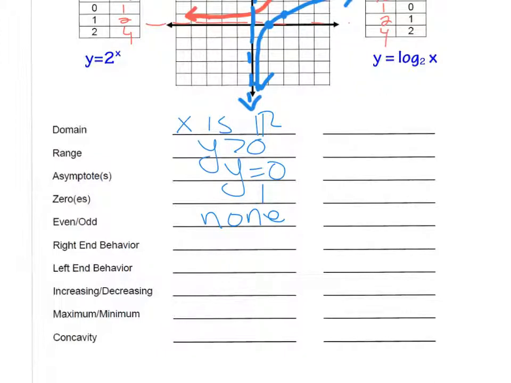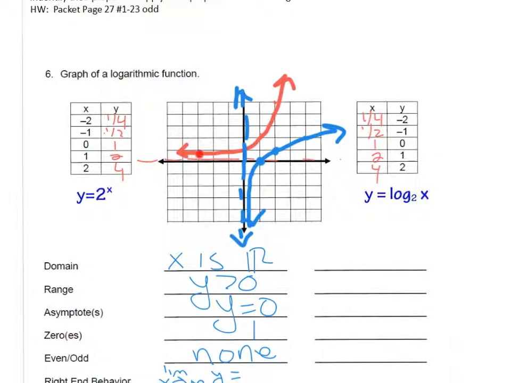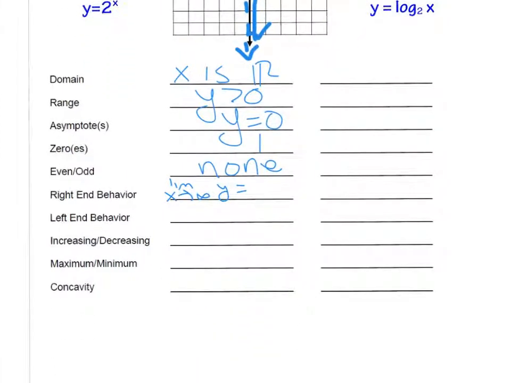For end behavior, for the right, that's the limit as x goes to infinity of your graph. So if we look at the exponential, as x goes to infinity, the y's go to infinity. And left end behavior is the limit as x goes to negative infinity. And we're going to approach 0, our asymptote. It's always increasing. There's no max or min, and it's concave up like a cup.